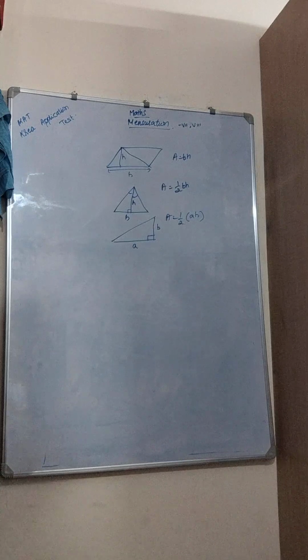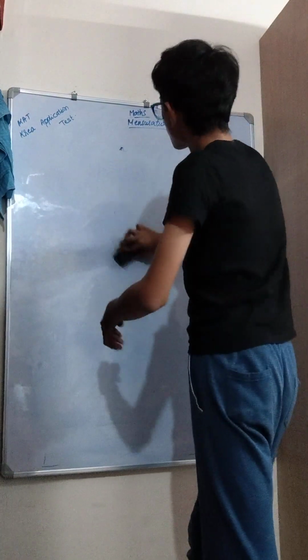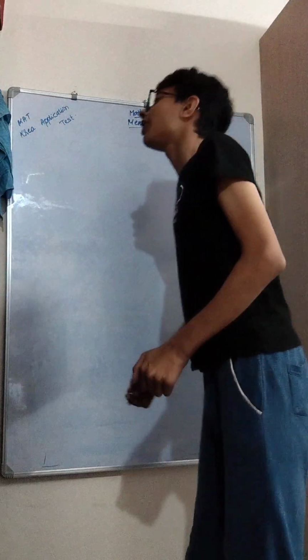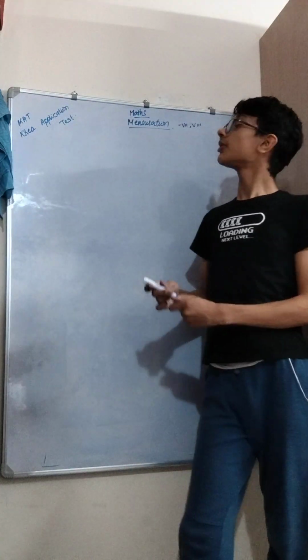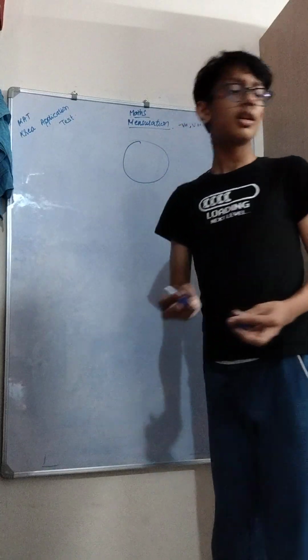Okay, can I erase this? Okay. So now, the next one we are going to learn is what I drew at the start of the video, and it did not come out properly as a closed figure. So what is that? That is a circle.